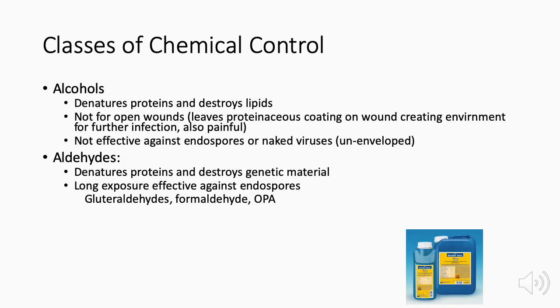That brings us to the different classes of chemical control. We have first the alcohols. Alcohols denature proteins and break down lipids, but one of the characteristics of alcohol, besides being painful on open wounds, is that it can actually promote infection when used in the wrong environment. Now, we use alcohol to clean the skin before drawing blood or giving a shot, those sorts of things. And on intact skin, alcohol is fine.